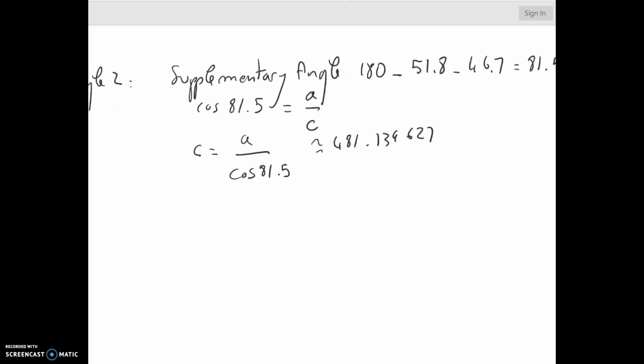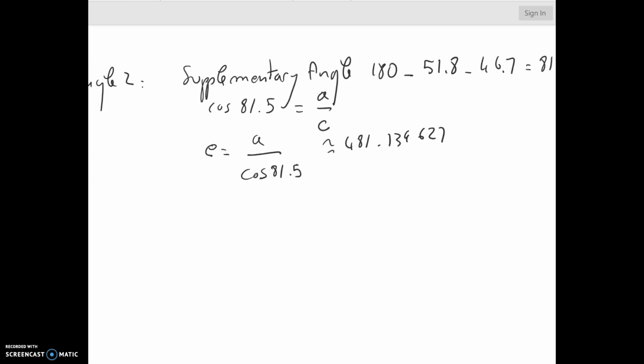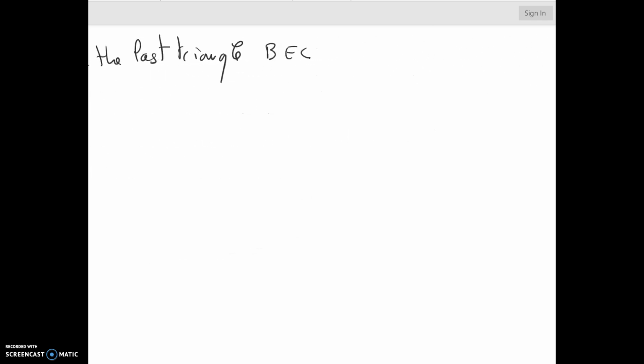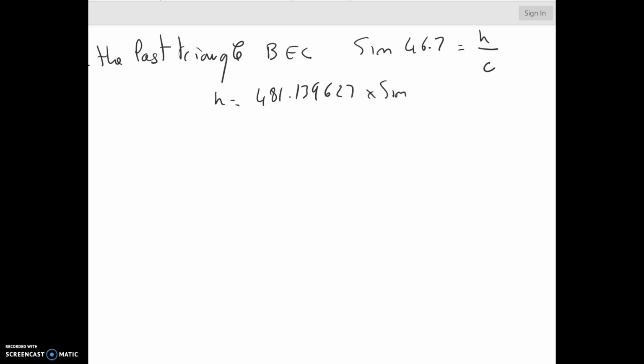Finally, in the last triangle, BEC, and that reminds me that we are not calculating C, it's E that we are calculating right here. I can calculate the value of H in my triangle BEC by writing sine of 46.7 equal H over C, and therefore H is going to be equal to 481.139627 multiplied by the sine of 46.7, and H will be equal to 350 feet. Therefore, capital H is going to be equal to 350 plus 6, which is equal to 356 feet.